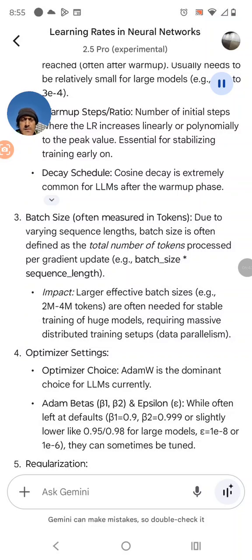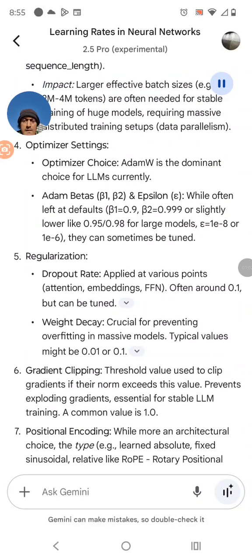3. Batch size, often measured in tokens. Due to varying sequence lengths, batch size is often defined as the total number of tokens processed per gradient update, e.g., batch_size * sequence_length. Impact: larger effective batch sizes, e.g., 2M, 4M tokens, are often needed for stable training of huge models, requiring massive distributed training setups, data parallelism.